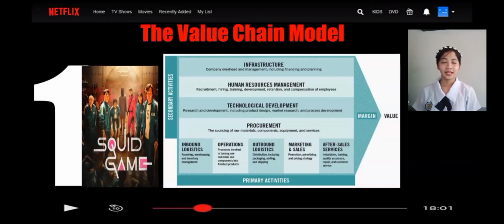Looking at the screen, here is Porter's value chain model, which he introduced in 1985. So the value chain represents all the internal activities a firm engages in to produce goods and services. So the value chain is formed of primary activities that add value to the final product directly and support activities that add value indirectly.